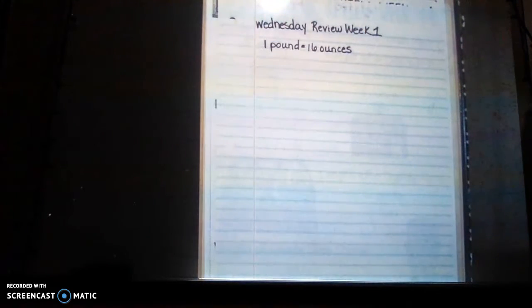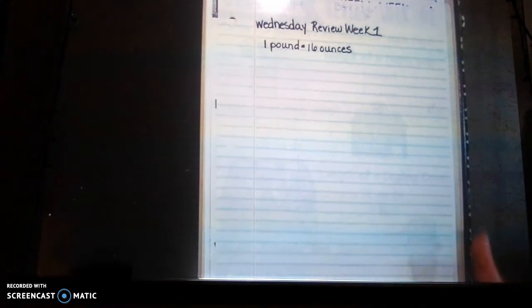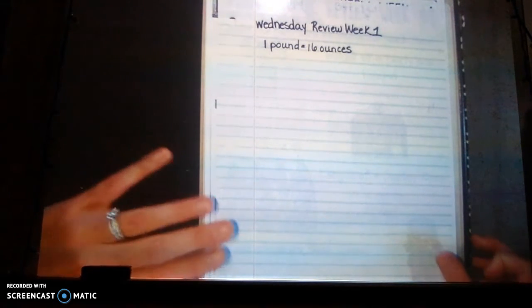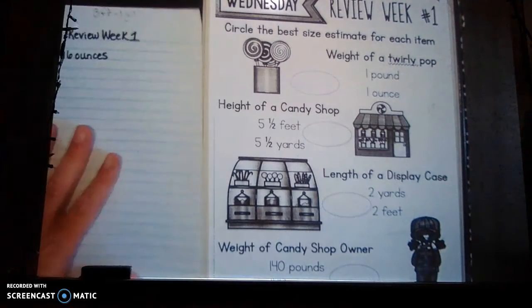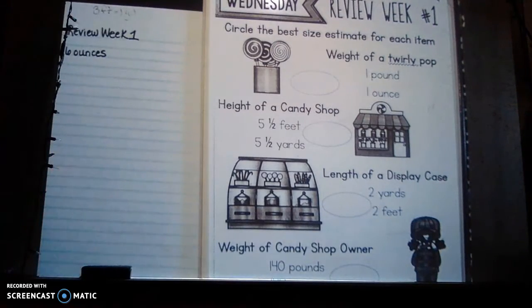We're using measurements in the U.S. customary system today. This is what the United States uses. Other countries use a different measurement system called the metric system. So I know 1 pound equals 16 ounces. Let's think about what I know about pounds and ounces.